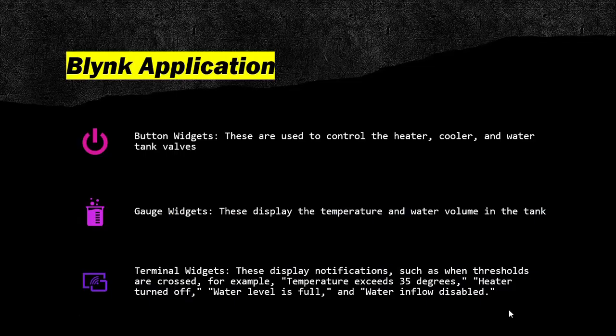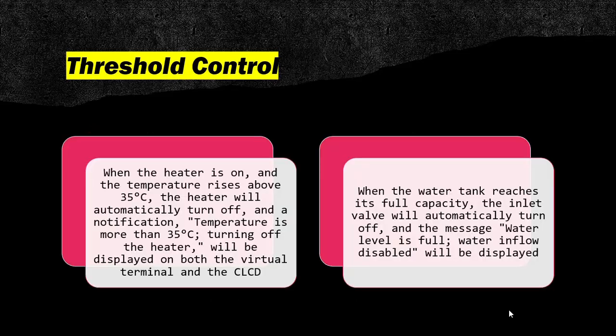The first one is the Blynk application. So here we'll be creating our widgets for heater, cooler, and water tank values. These display temperature and water volume in the tank. So terminal widgets will print the results we get, like the temperature exceeds 35 degrees Celsius. But in this project, we are not using any terminal widgets. We'll be using the button widgets and gauge widgets.